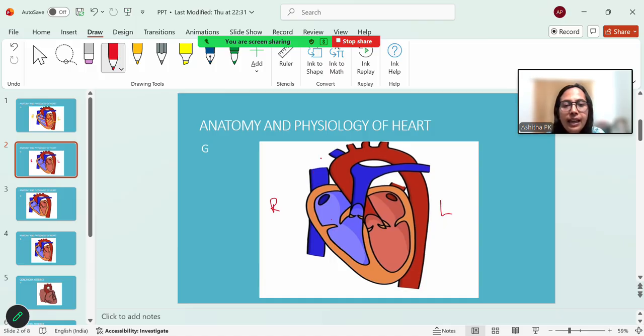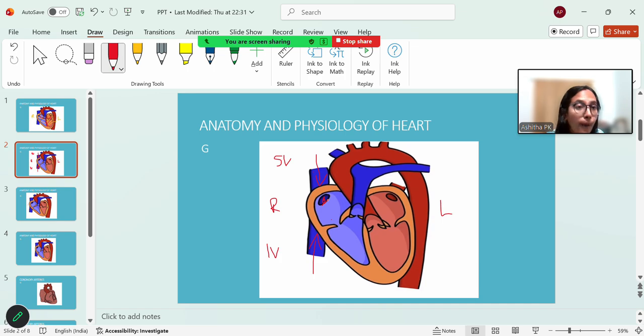The deoxygenated blood from the upper part of the body travels through the superior vena cava, and from the lower part of the body through the inferior vena cava to the heart.